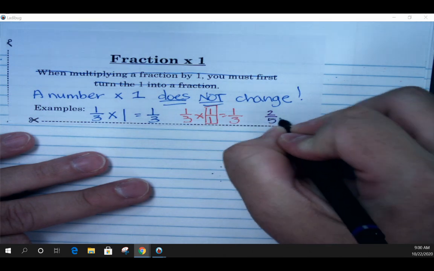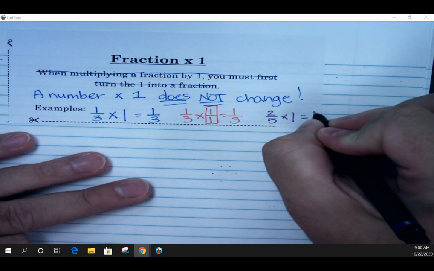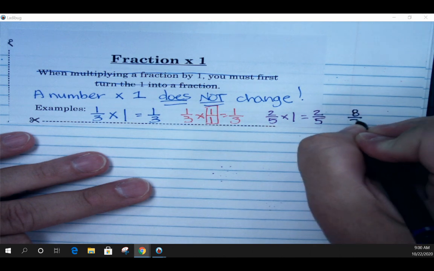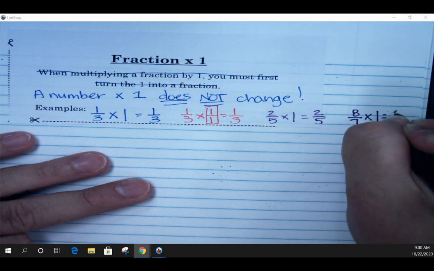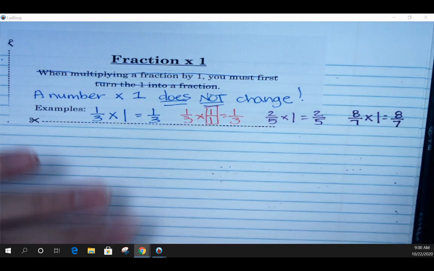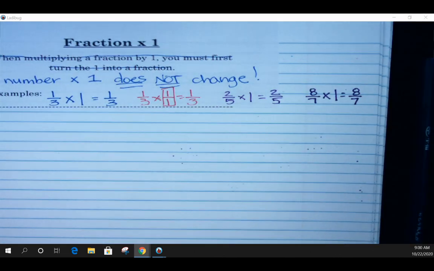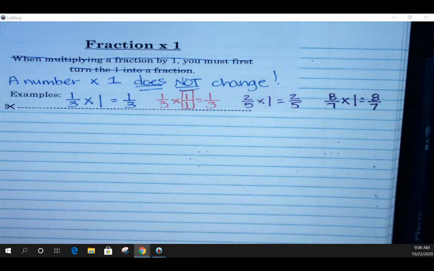2/5 times 1 equals 2/5. 8/7 times 1 is 8/7. Now 8/7 is improper, but we'll pray about that later.